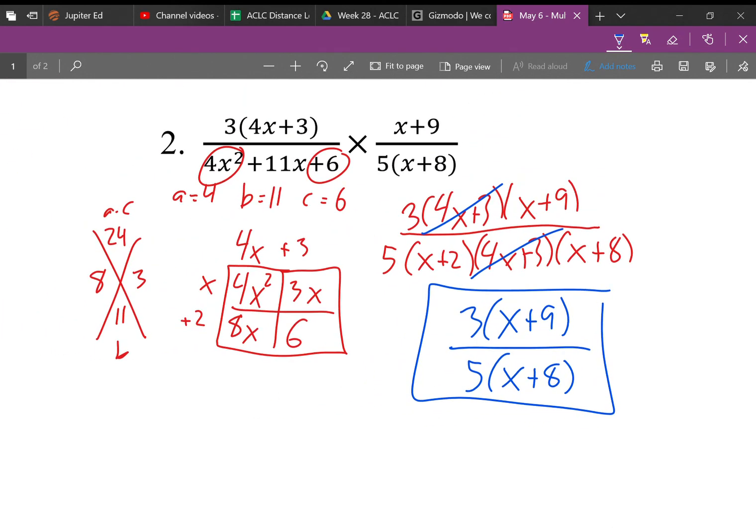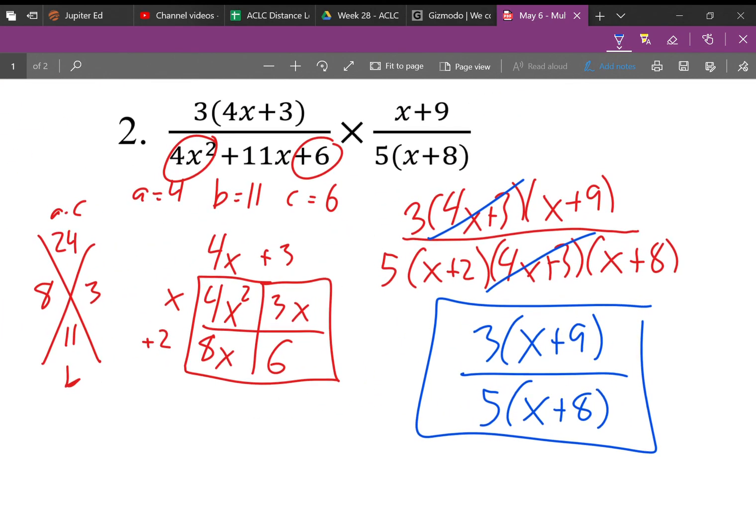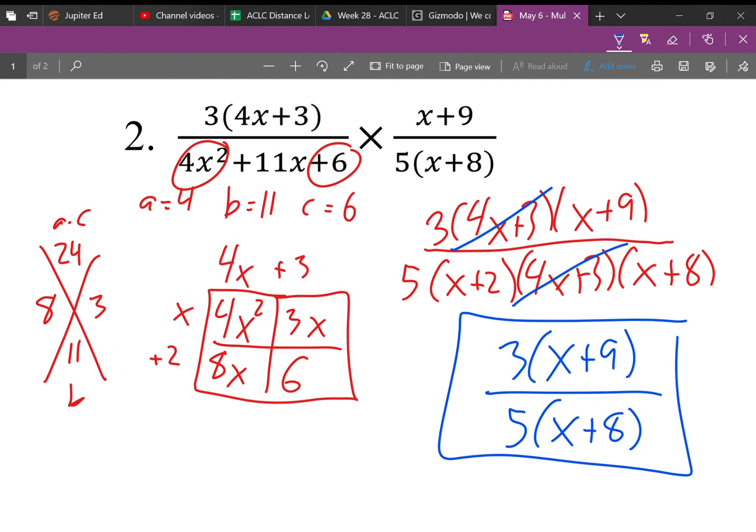You've got to remember our factoring. We spent 2 weeks reviewing it, maybe even 3 if you count reviewing binomials. So that's your answer. Alrighty, that's all.